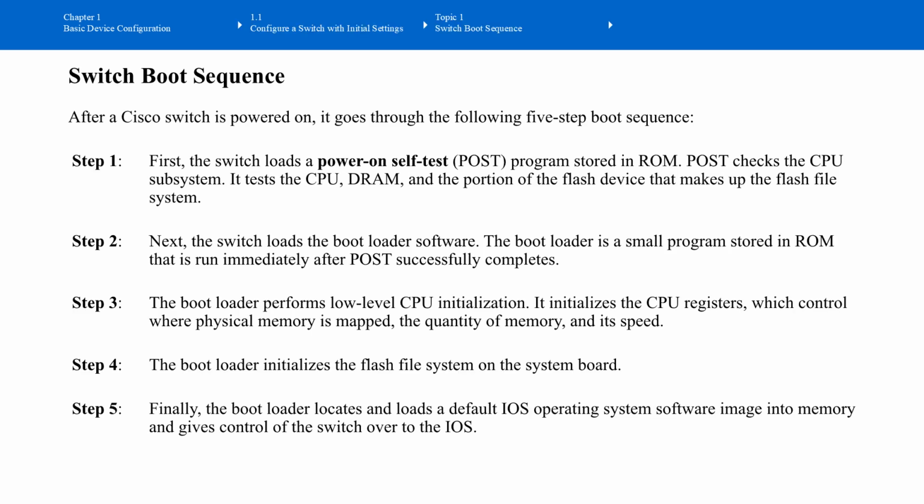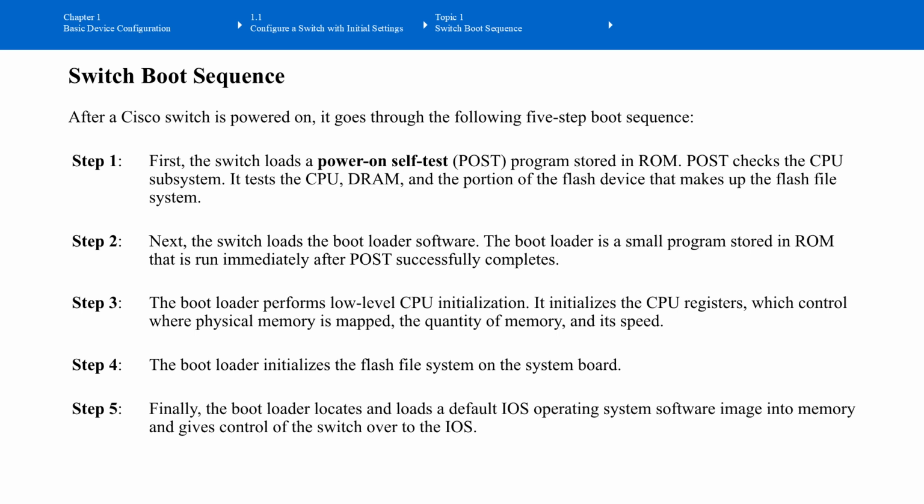Now let's move to section 1.1, configure a switch with initial settings. The switch boot sequence. After we turn on the Cisco switch, it goes through the following 5-step boot sequence. Step number 1, the switch loads the power-on self-test, also called the POST program.